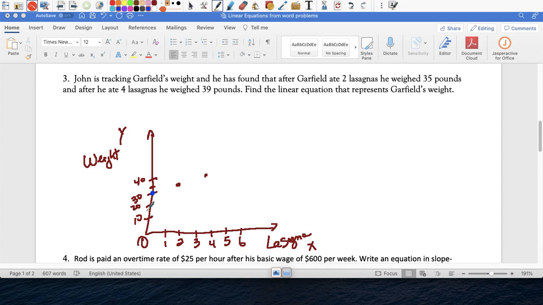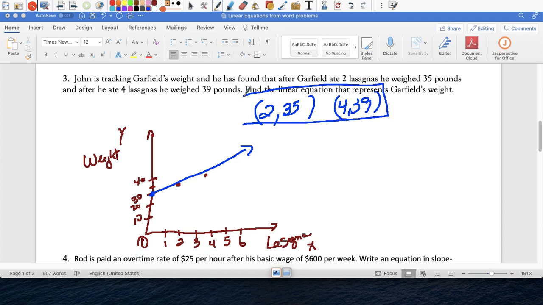That makes sense, right? The cat has some weight, right? And that's what eventually we're going to need. And that's going to look like that. So we have the point 2 lasagnas, 35 pounds, and 4 lasagnas, 39 pounds. And again, we could have just given you this problem and said, hey, find the equation of the line that passes through these 2 points. But now we're giving you that same question in the context of John and Garfield.